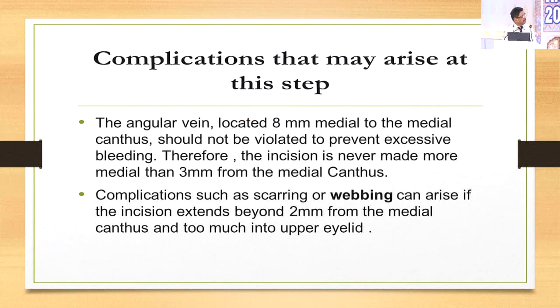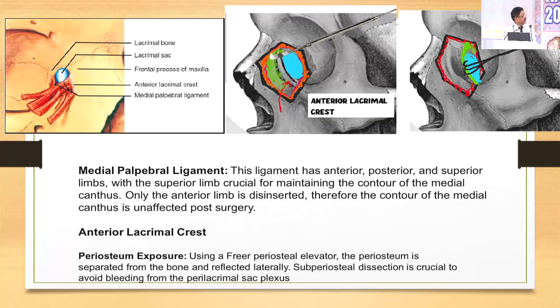So during this stage you must spare or save angular veins, and if you give more superior incision, especially above 2 millimeter of the medial canthus, this may lead to webbing or scar which looks like a web. So this should be avoided.